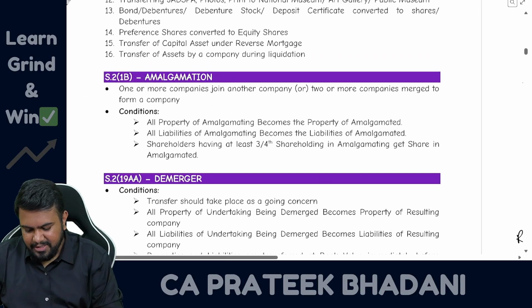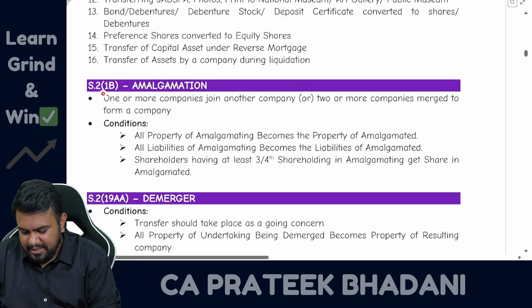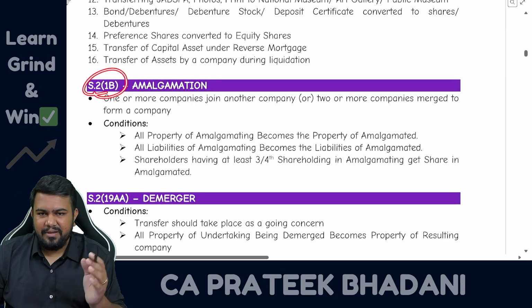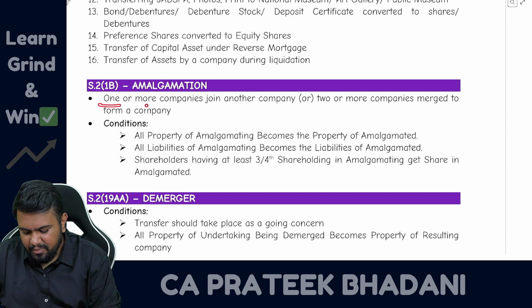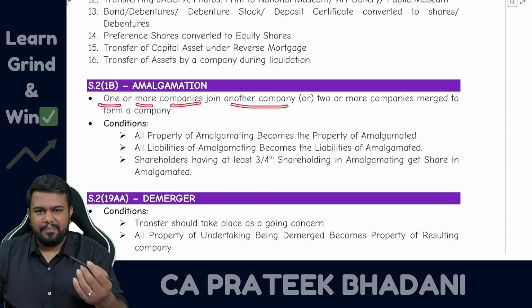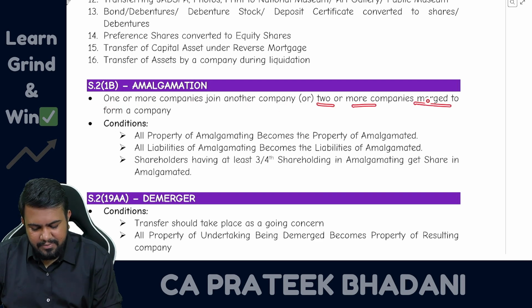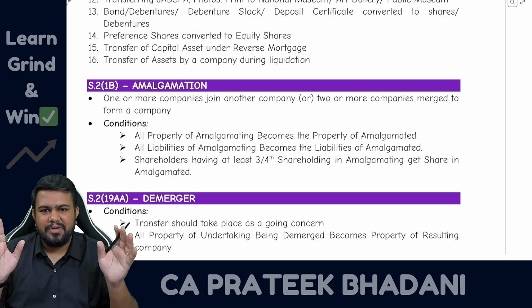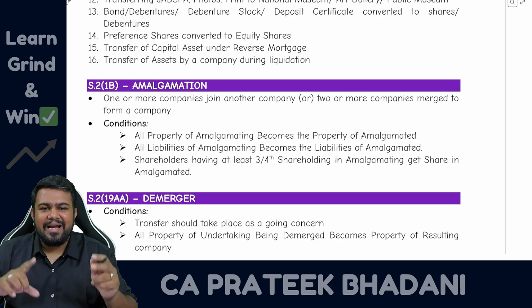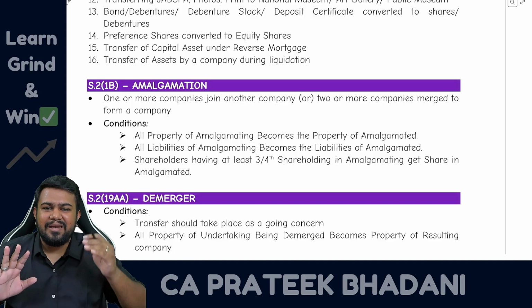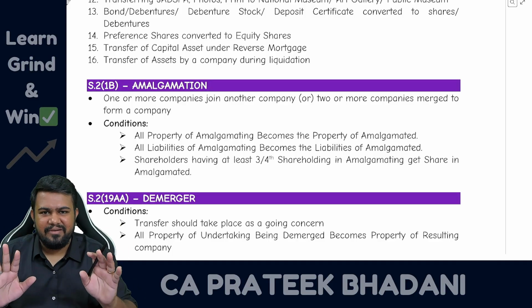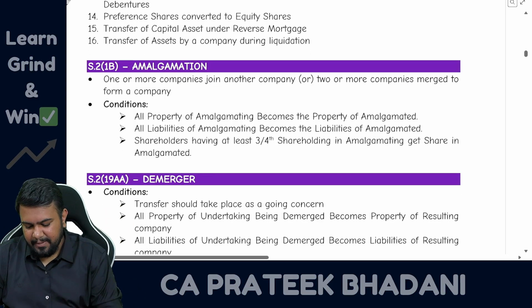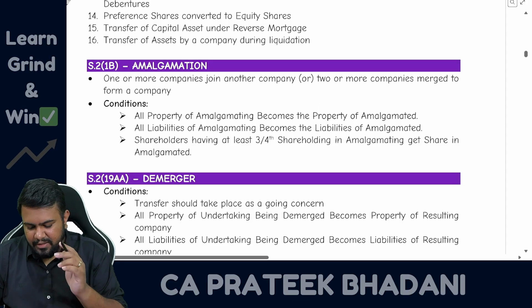So what is amalgamation? Amalgamation is defined under section 2 clause 1B, which says amalgamation means one or more companies join another company or two or more companies merge to form a single company. Both types of transactions are called amalgamation only. So in the Income Tax Act, amalgamation is also called amalgamation, merger is also called amalgamation. Fine. But what are the conditions? Let us see. There are three conditions.